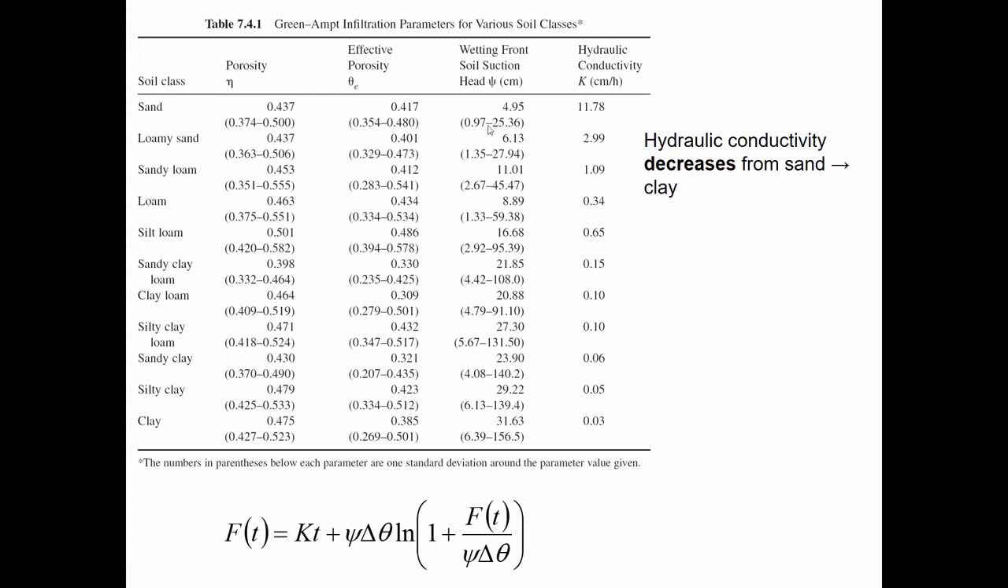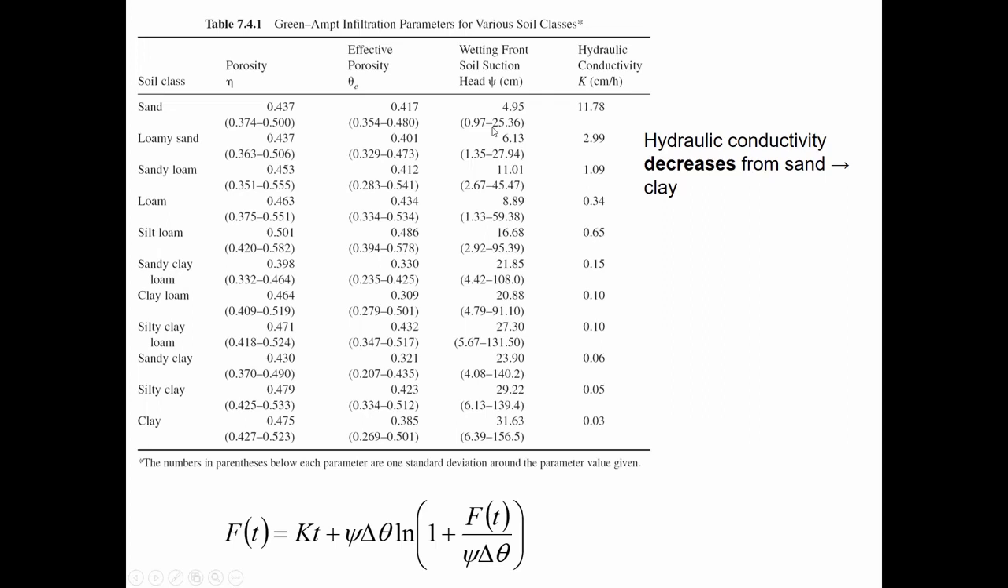Now if we look at the trends, if we go from sand to clay, remember what we saw in the videos: when there's saturation, the water moves really easily through the sand, and that's because of the high hydraulic conductivity. So for saturated flow, sand is great. But the reason sand wasn't so great was when we had unsaturated flow. And the reason for that is, look how low the wetting front soil suction head is. The sand doesn't really draw the water in.